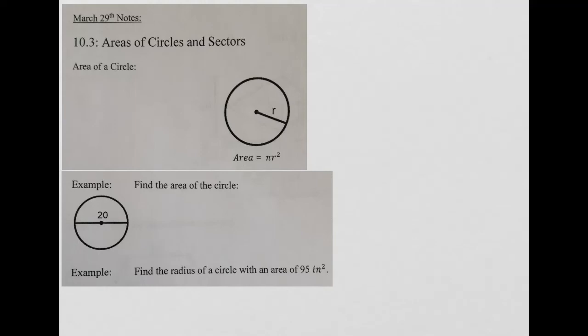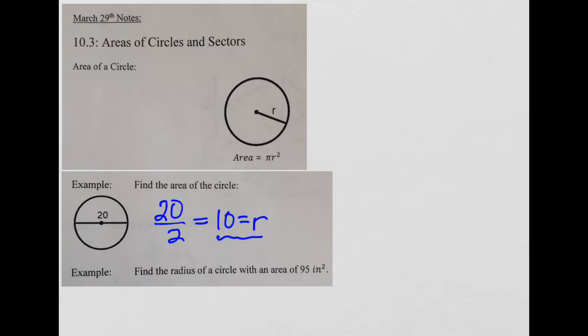Let's look at areas of circles and sectors. The area of a circle is pi r squared, where r is the radius. So if we want to find the area of this circle here, we're told the diameter is 20. To find the radius, you just divide the diameter in half. So 10 would be our radius. And then we just plug it into the area formula.